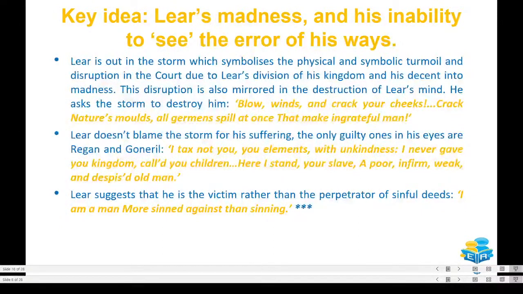And again, Lear suggests that he is the victim rather than the perpetrator of sinful deeds. "I am a man more sinned against than sinning." Now, again, you cannot write a King Lear essay without including that quote, because it's so telling. "I am a man more sinned against than sinning." So Lear believes that, okay, maybe I've done bad stuff. Maybe I've behaved wrongly. Maybe I've done this, maybe I've done that.